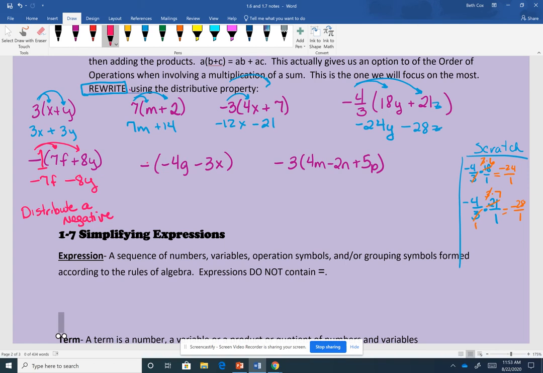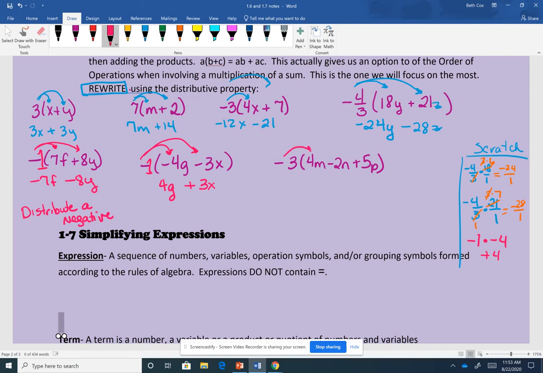Okay, same thing with this next one, distributing a negative. That's a negative 1 times a negative 4, which is a positive 4. This will be 4g, and that one will be a positive 3x. Okay, remember the first one doesn't need a positive in front. That's the way it works.